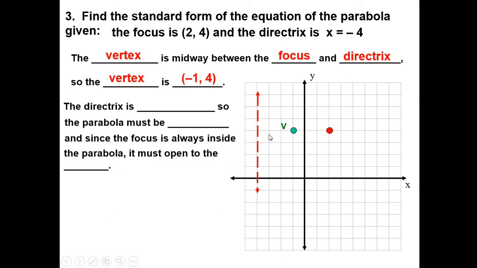Yung vertex. So, the directrix is blank, so the parabola must be blank. And since the focus is always inside the parabola, it must open to the blank. So, the directrix is blank. Vertical siya. So, the parabola must be horizontal. It opens to the right. And since the focus is always inside the parabola, it must open to the right. So, this is a parabola that opens to the right, class.